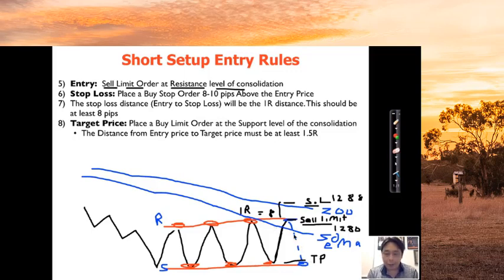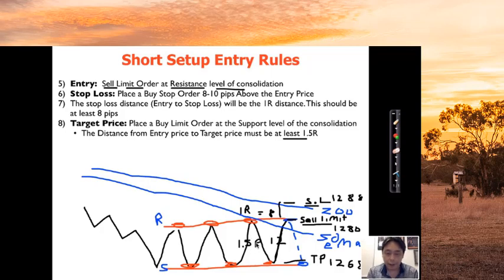Now again, I have to ensure that from the entry to the target price, I am able to get at least 1.5 R of potential return. So I must risk 1 to make 1.5 or more. For example, if the support level happens to be at 1268, would it be a favorable trade? Yes, because I would potentially be able to capture 12 pips, right? And 12 pips out of 8 pips would be 1.5.